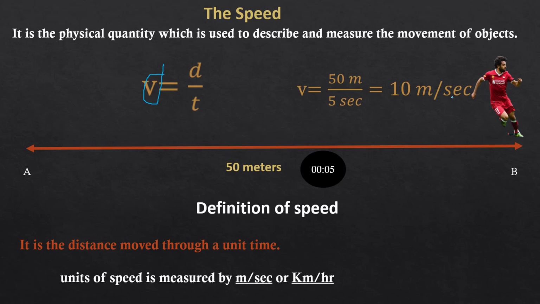Of course we know it because the law of speed is distance over time, and the measuring unit of distance is, excellent, meter or kilometer, and the measuring unit of time is second or hour. So the measuring unit of speed is meter per second or kilometer per hour.